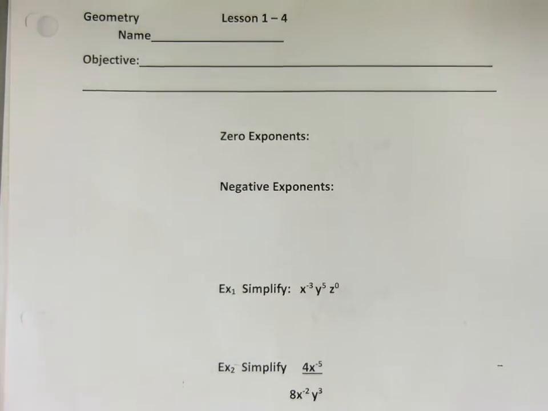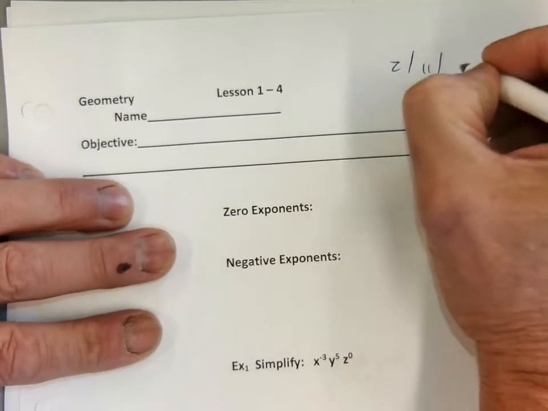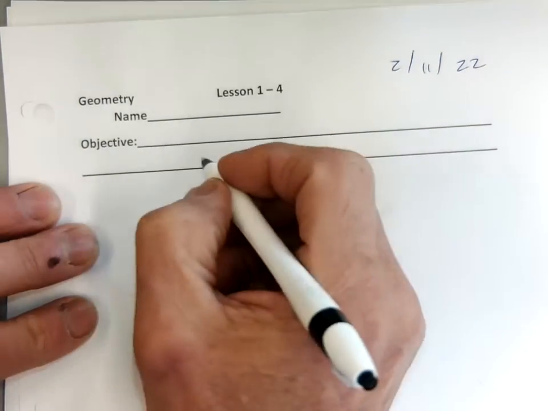So let's make this easy. It is 2, 11, 22.